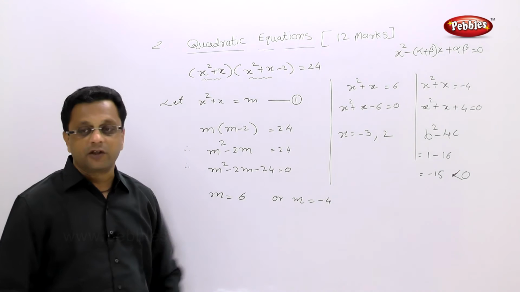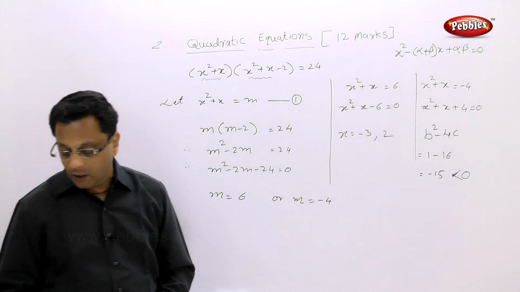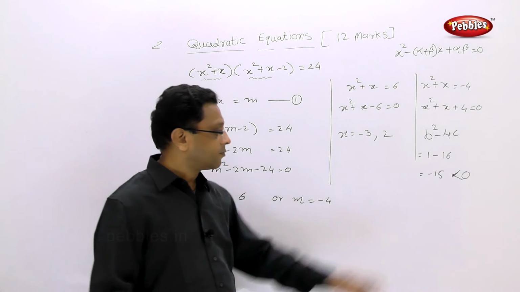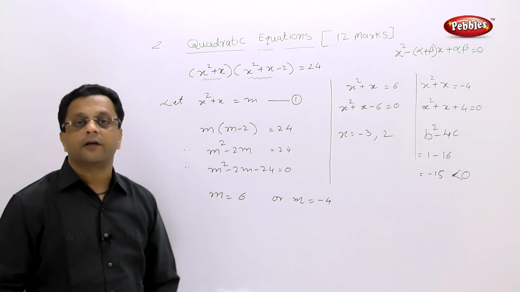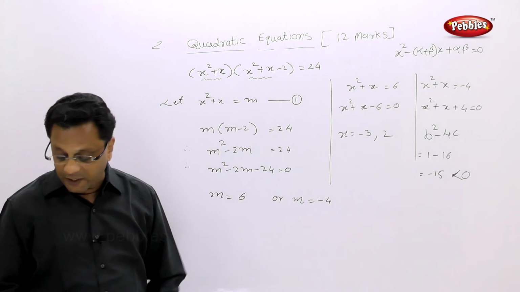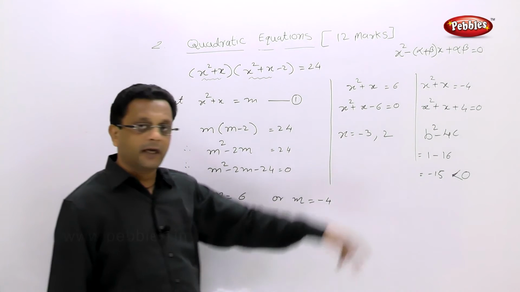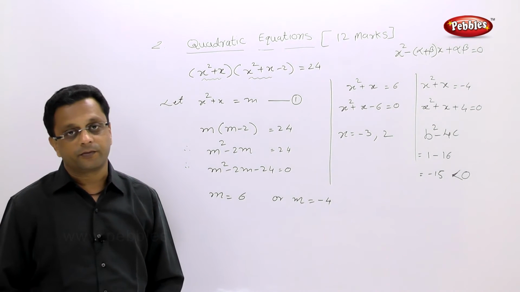If it is less than 0, the roots are not real. In this case, roots for this are not real, so we have to discard them. So my final answer is only this: x equal to minus 3 and 2.